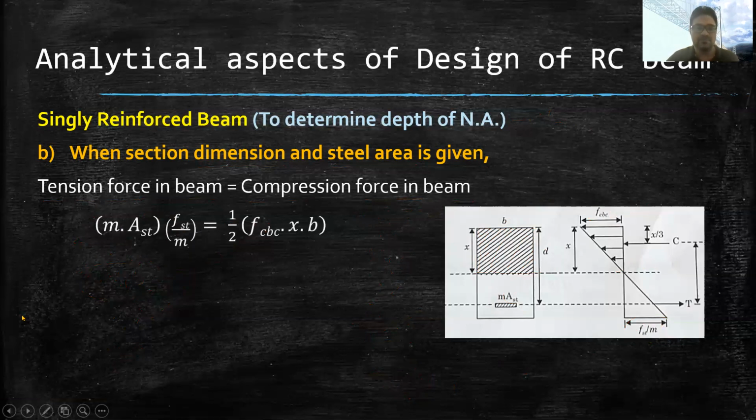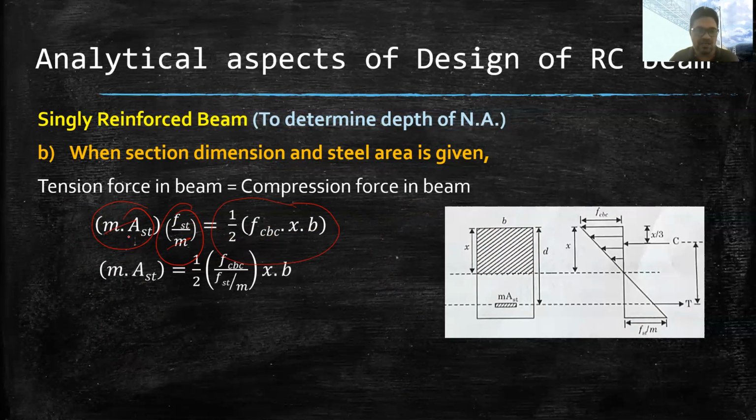See this. This is the area and this is the equivalent stress. The equivalent area of steel in terms of concrete, and the equivalent stress of steel in terms of concrete, will be here, and we are equating this with the compression force in the beam, which is FCBC by 2 into B into X, and this is M into AST multiplied by FST by M. So M and M may be cancelled. Then after rearranging, M into AST, and this value will go down.